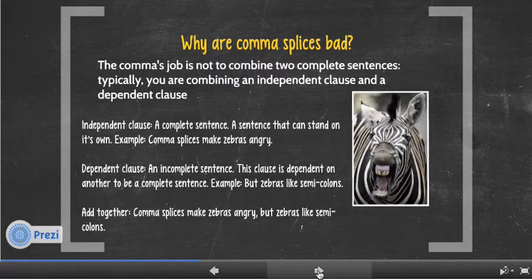Some people may think this is a complete sentence. It has a subject, it has a verb. However, it starts with a conjunction. Typically, conjunctions need to be combined with another sentence to make it a complete sentence. In this case, we don't know what someone may have said before this "but." Usually a "but" says, well, I think this one thing, but there's also this other, right? So "but" needs to have more information. If I want to combine these two together, I would say, "Comma splices make zebras angry, comma, but zebras like semicolons." So this would express a complete thought.